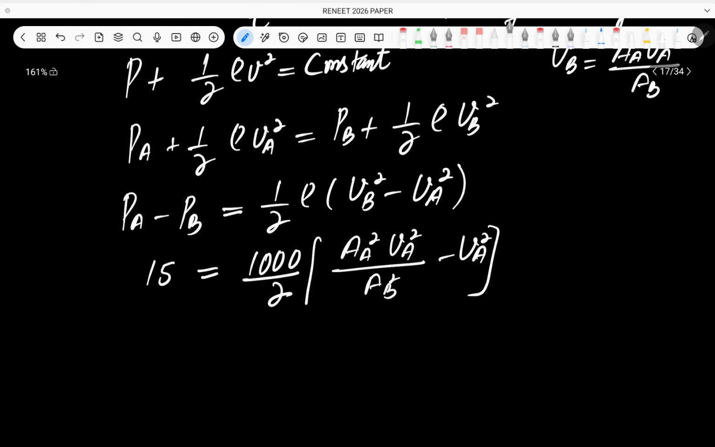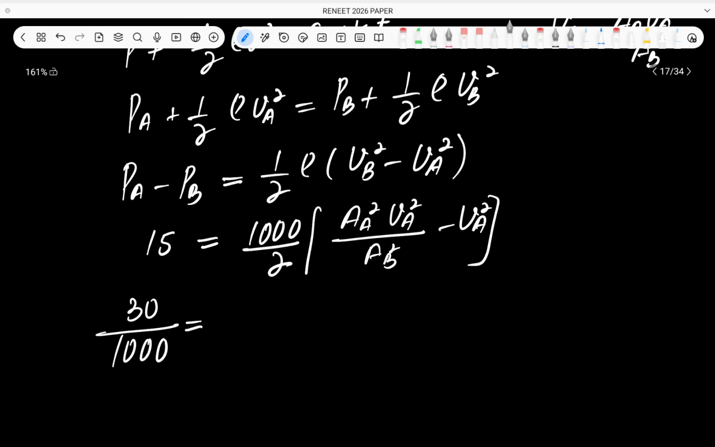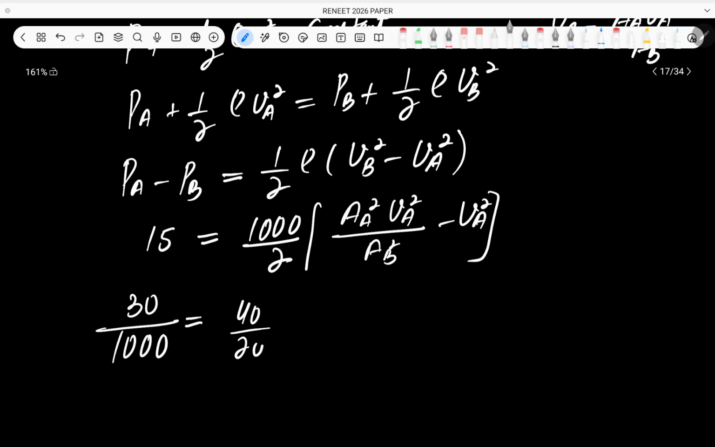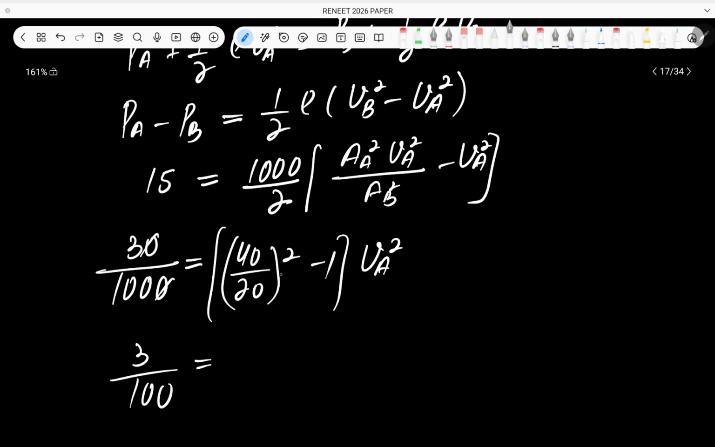All right. Okay, from here I will try to calculate the value of VA. So this is here 30 divided by 1000. Let me write it like this, equals to, now what is the area of cross section at A and area of cross section at B? That is 40 and 20. So it will be 40 divided by 20 whole square minus 1 multiplied by this VA square, isn't it? Now this 0 and 0 will cancel. This will become 3 divided by 100 equals 40 by 20 is 2, 2 square is 4, 4 minus 1 is 3 into VA square, which implies that 3 and 3 will cancel, take root on both sides. VA will become 10 meter per second.